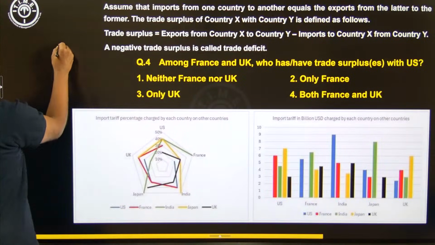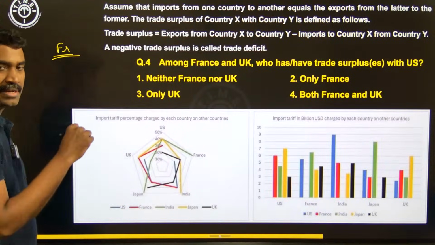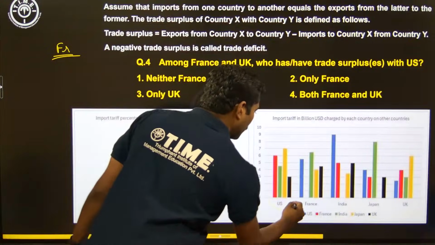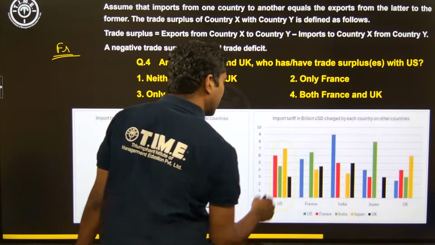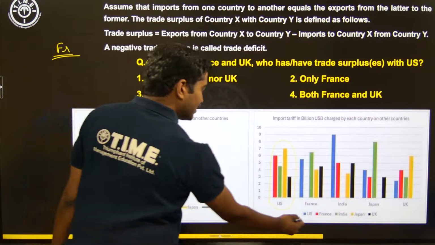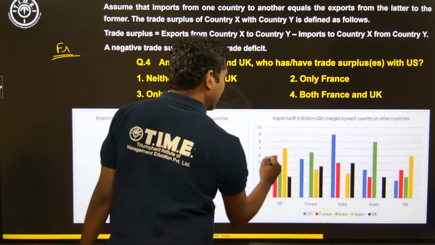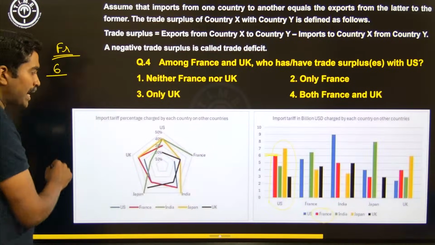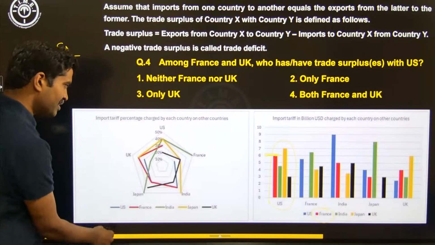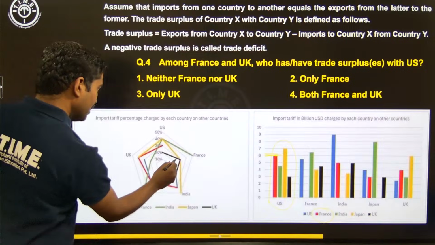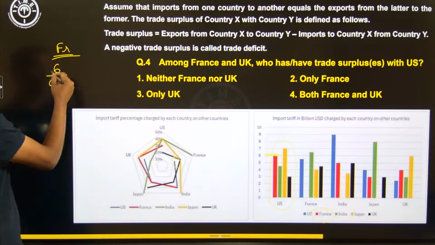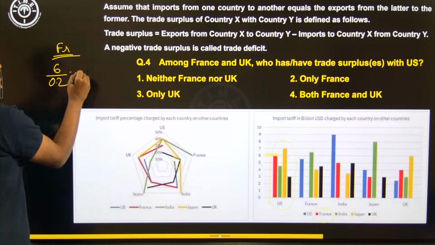Okay, first let's check France. How much is France exporting to the US? To find that, go to US, check the import tariff on France. France is this red, correct? Red. How much is it? $6 billion. So $6 billion by how much is the US levying against France? Blue here. This is 20%. 6 by 0.2. This is what France is exporting to the US.